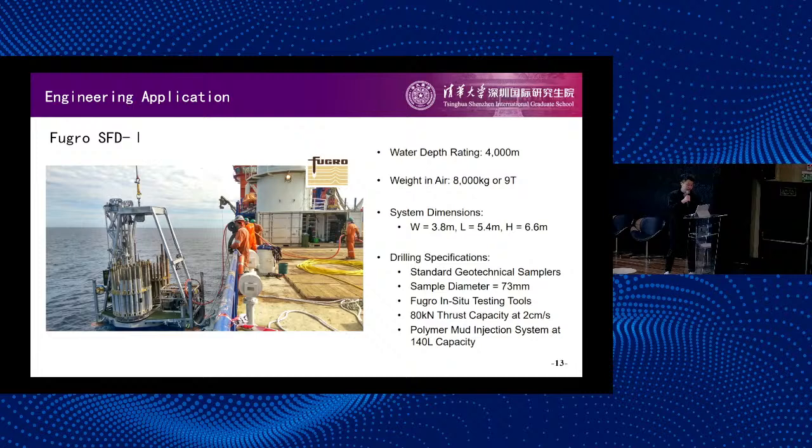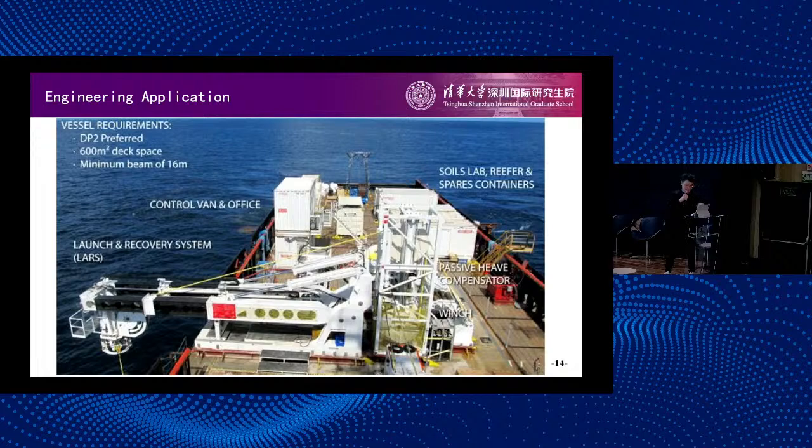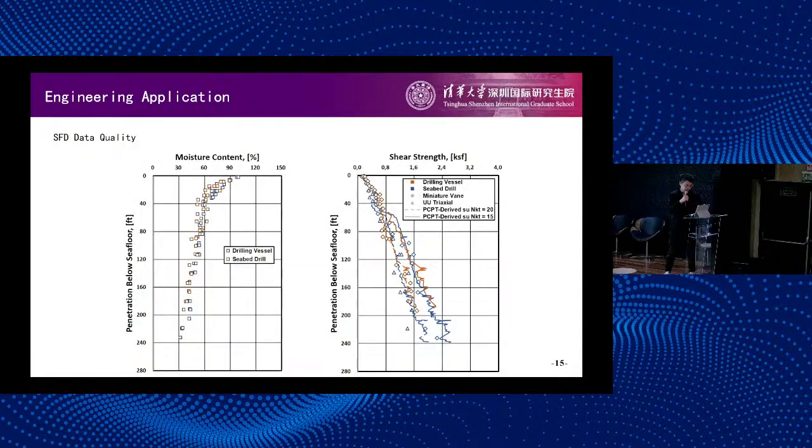It comes with standard geotechnical samplers and has a sample diameter of 73 millimeters. Fugro's in situ testing tool is also available. The whole system consists of the rig, the launch and recovery system, passive heave compensator, and other systems. We can quickly compare the data quality of seabed drilling and offshore surface drilling in a case study in the Gulf of Mexico, which shows that subsea drilling has less disturbance and provides higher sample quality.